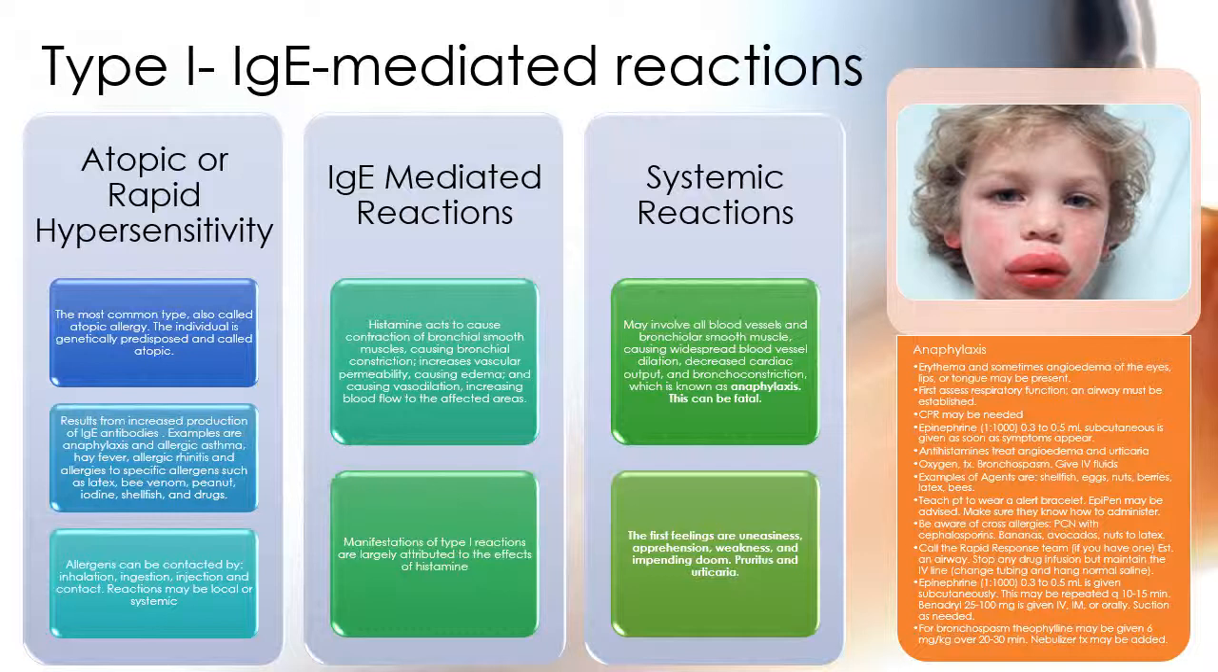Some examples of agents that can cause anaphylaxis are shellfish, eggs, nuts, berries, latex, and/or bees. You want to teach the patient to wear an alert bracelet. They may need an EpiPen. You want to make sure that they know how to administer the EpiPen. You want to make sure that they're aware of cross allergies like penicillins with cephalosporins, bananas, avocados, and nuts to latex. You want to call the rapid response team if you have one.